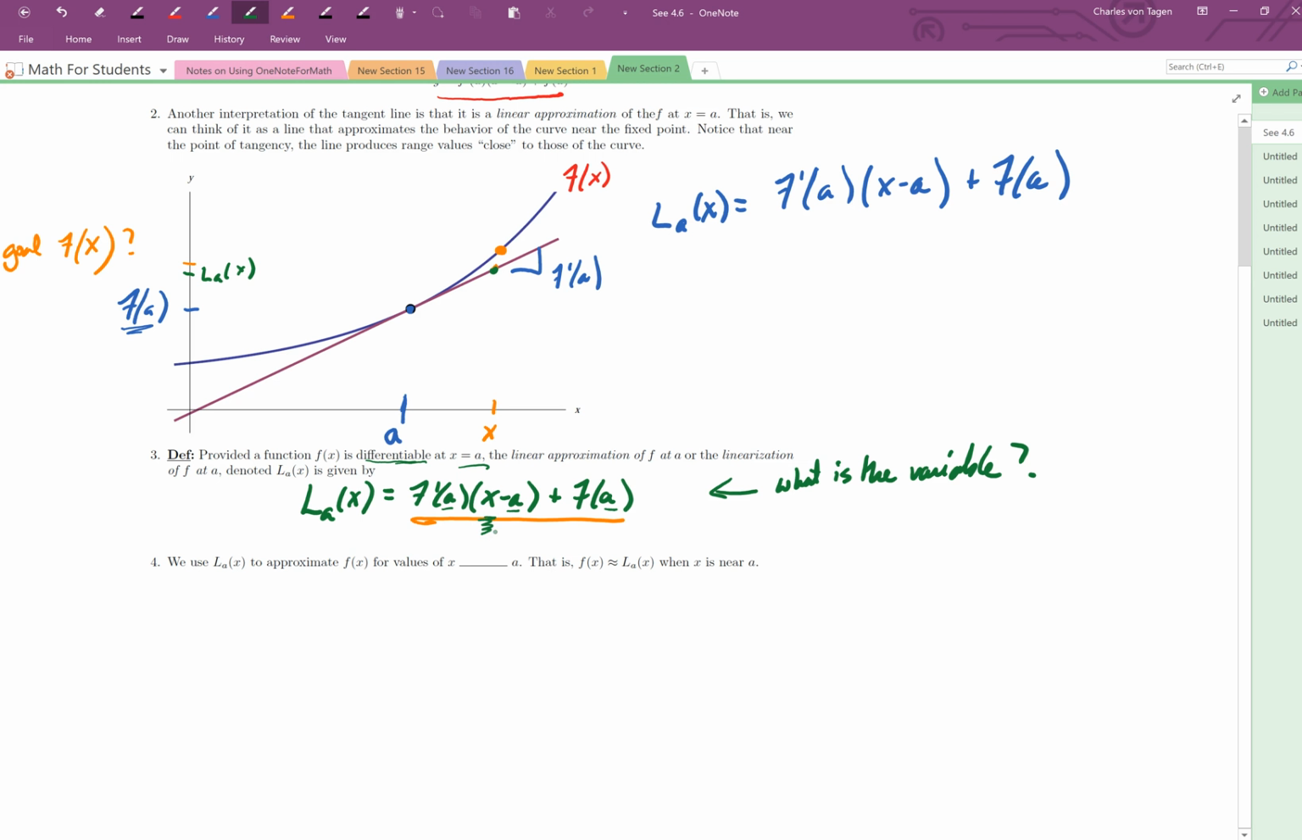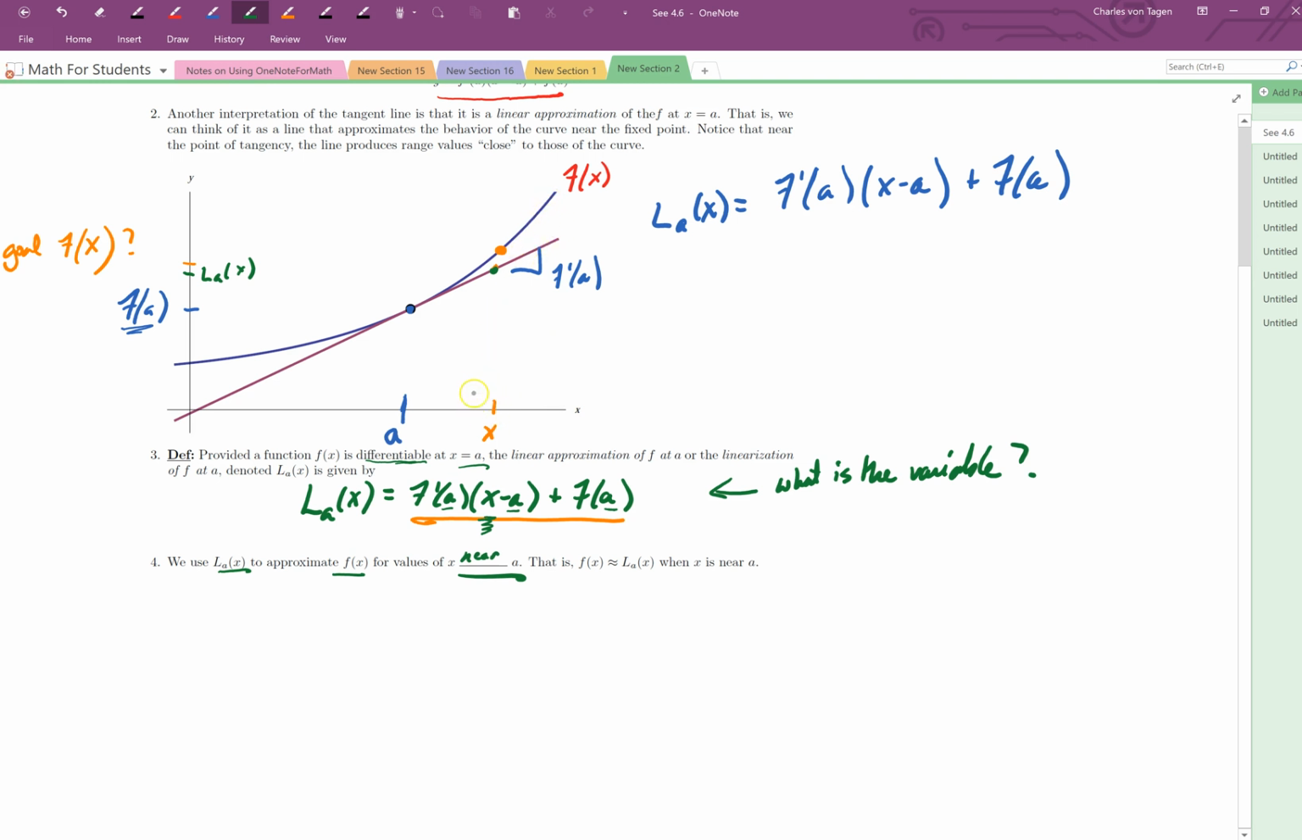The idea is that once we've built this linear approximation centered at a, we can use L_a of x to approximate values of f of x for values of x that are near x equals a. We're not really going to define what we mean by near, but if you go back to this picture, notice that if I pick x values that are further and further away and try to use the red line to approximate the blue curve, that approximation is worse and worse.